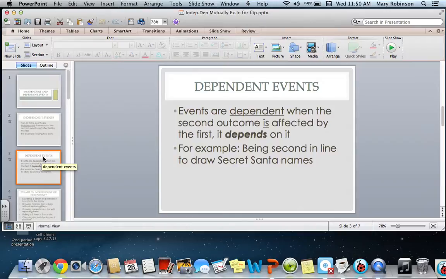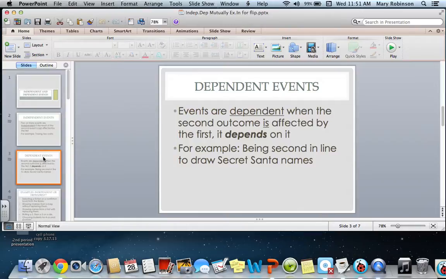Events are dependent when the second outcome is affected by the first. It depends on it. For example, being second in line to draw Secret Santa names. Say there are 5 names in a basket. The first person to draw gets to choose from 5 names. So the probability of picking any name is 1 in 5, or 20%.